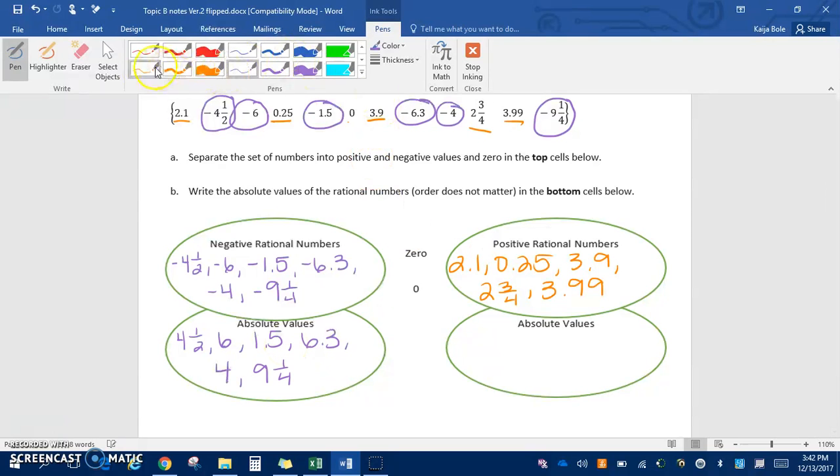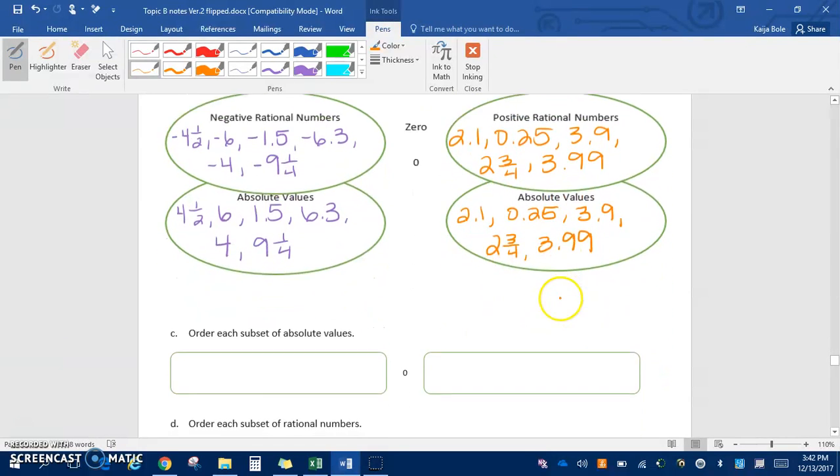And then when we do the absolute value of the positive rational numbers, these numbers would just stay the same. So 2.1, 0.25, 3.9, 2 and 3/4, and 3.99. Alright, so that was our first step, was to group these numbers and take their absolute values.